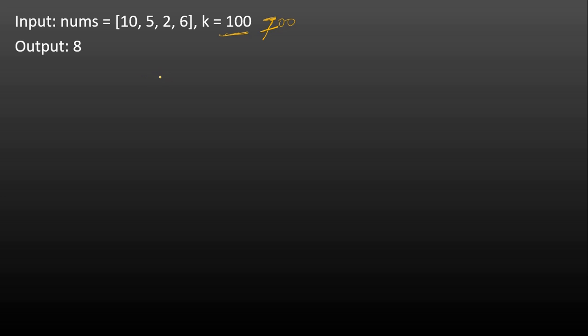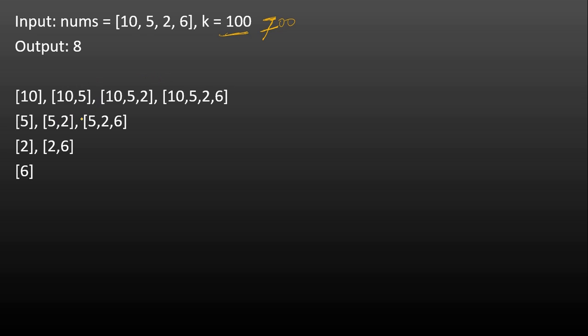So in that case what will be the count? The numbers will be something like this. If I start from left to right, first it will be 10 and then 10 comma 5. If I take k as 700, 10 is less than 700, that is fine. 10 comma 5 is 50, which is less than 700. Then I will take 10 5 2, which is 10 into 5 is 50, 50 into 2 is 100, 100 is less than 700, that is fine. Then I will take 6 as well, 10 5 2 6, which is 600, so that is also less than 700, which is fine.